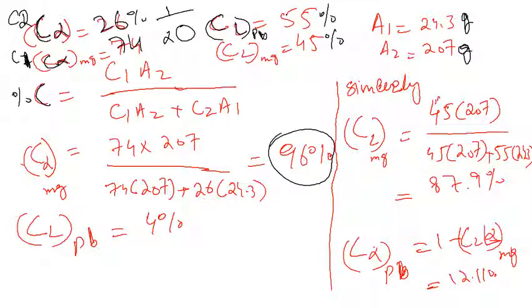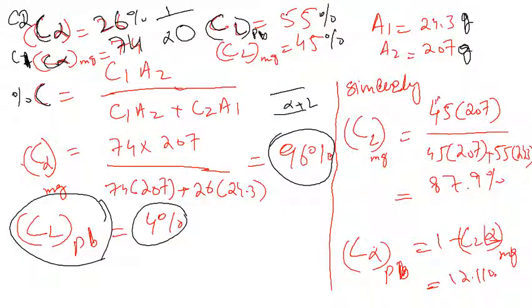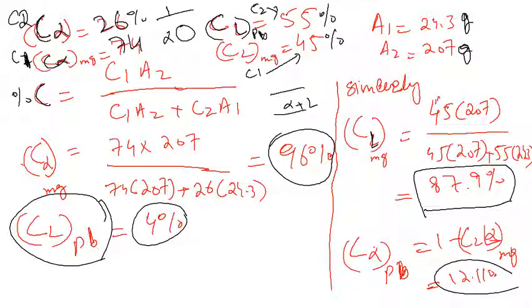Similarly, this region was composed of liquid plus alpha. So subtracting from 100% gives you the liquid in terms of 4% of the lead. Similarly, if you want to find the liquid percentage of magnesium, you will use the same formula, but now this is C2 and this is C1. So C1 times A2, so it is 45 times 207, plus 55 multiplied by 24.3, which is the atomic weight of magnesium. It comes out to be 87.9%. And subtracting this from 100 gives you the atomic weight percent of the lead in the liquid, which is 12.1%.